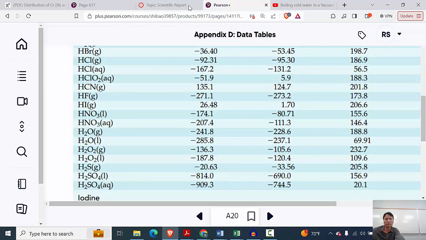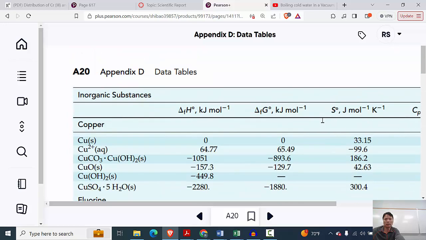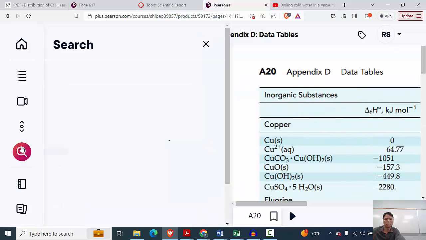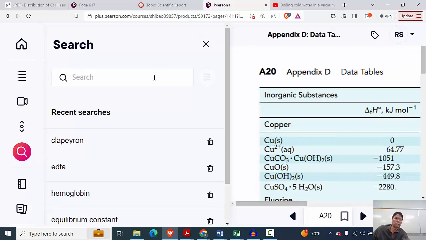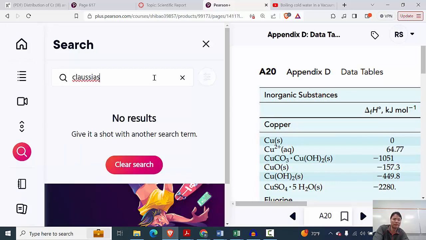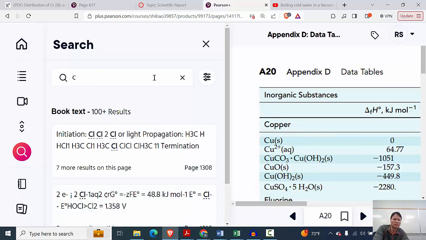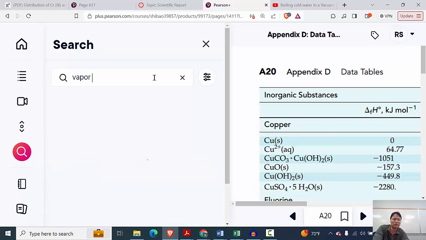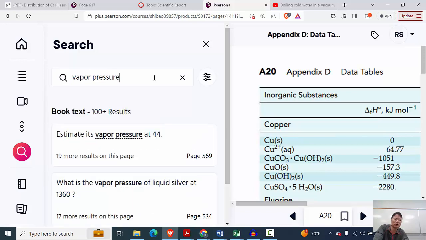So typically we get this by the Clausius-Clapeyron equation. Do you know what the Clausius-Clapeyron equation describes? Let's see if I can get it. Clausius. Do you remember the vapor pressure curves?